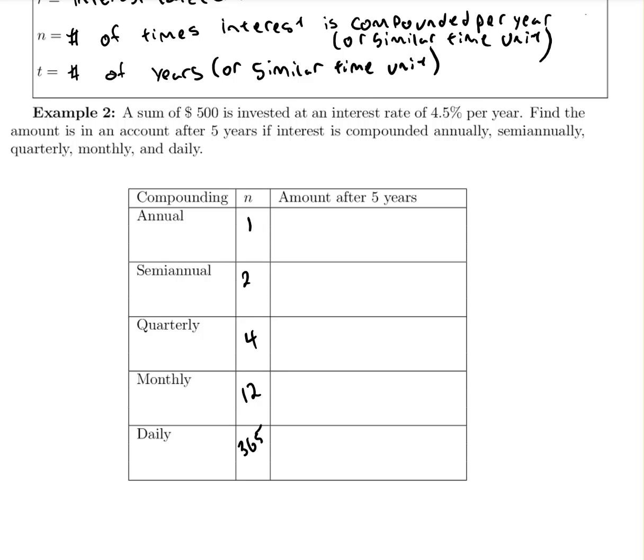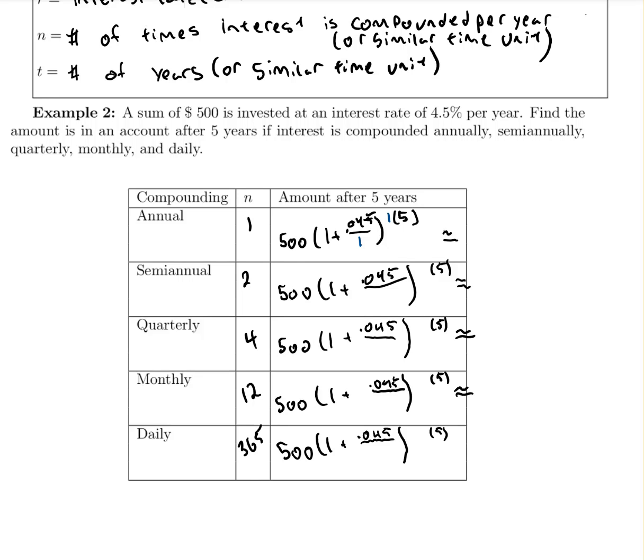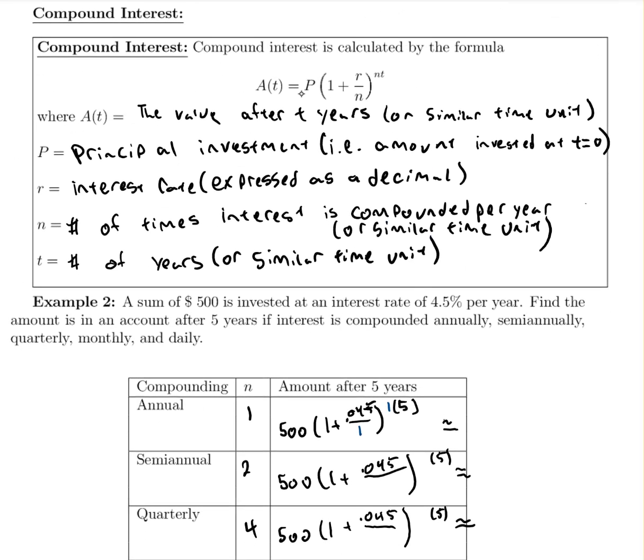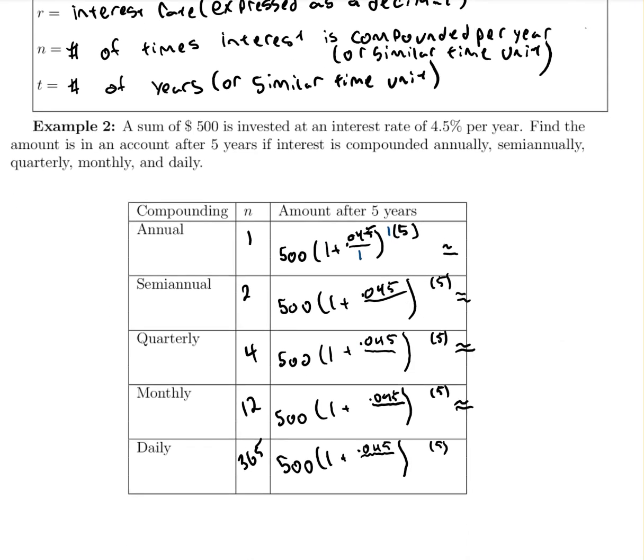365. So the only thing that's going to change for each of these is the n, the number of times compounded per year. So for instance, in the annual one, in our formula, which I have up here, this n in the bottom is 1 for annual, and the n in our exponent is 1 as well. When I go to semi-annual, that is going to change to a 2 in both those spots. Quarterly, a 4. Monthly, a 12. And daily, a 365.